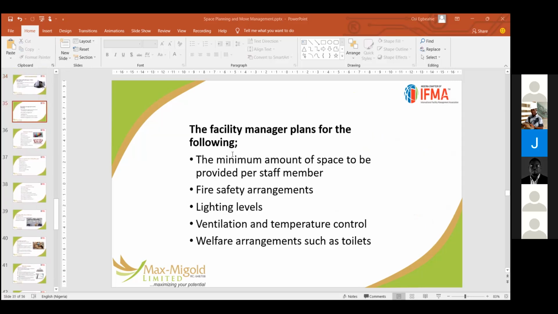The facility manager plans for the following. One, the minimum amount of space to be provided per staff member, fire safety arrangements, lighting levels, ventilation and thermal control, temperature control, welfare arrangements, and toilets. We talked about this earlier on.